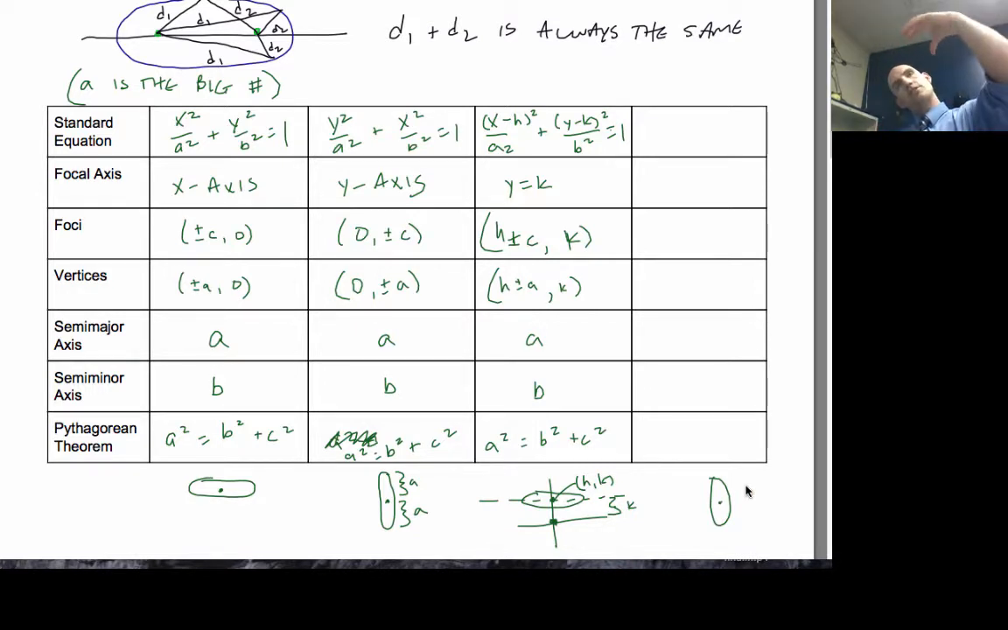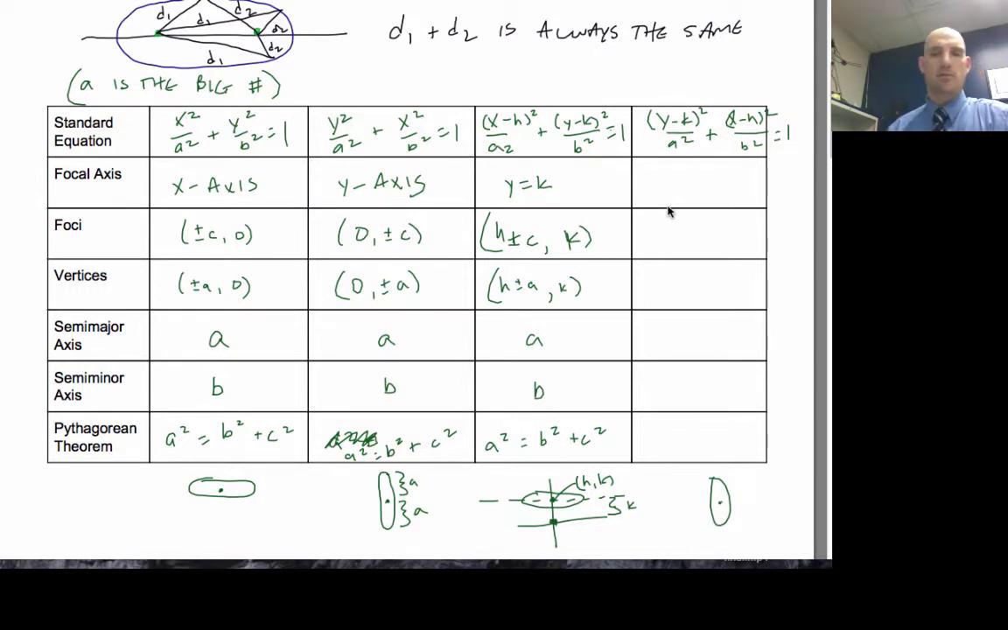So vertically stretched, so my focal axis is vertical now. That would mean that my A value is underneath my Y, which is fine, plus X minus H squared over B squared is equal to 1, still equal to 1.